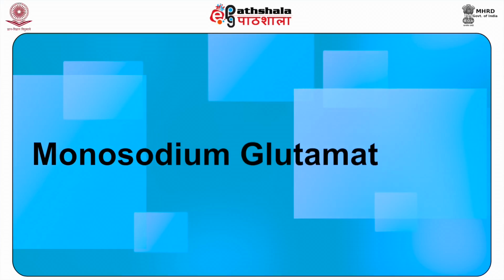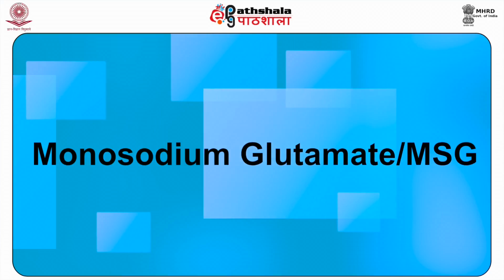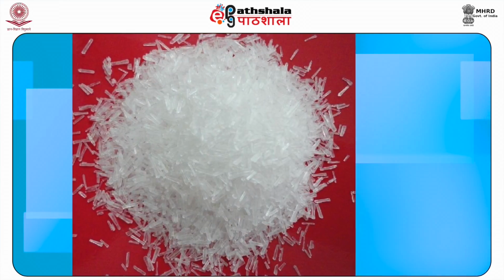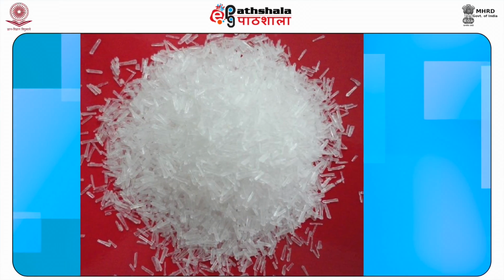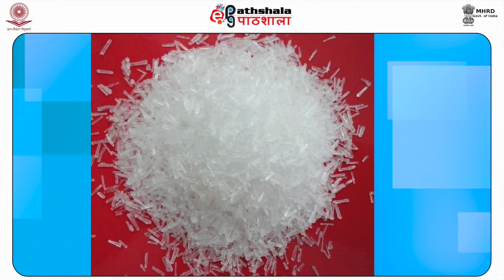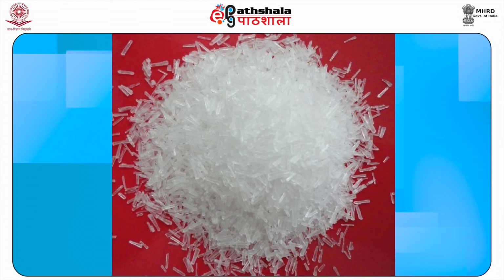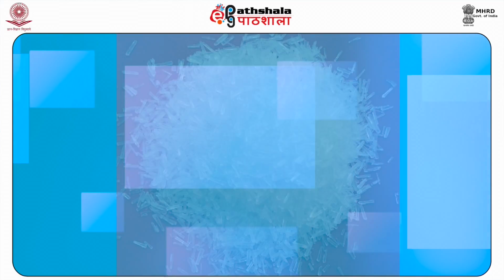Next comes monosodium glutamate, commonly abbreviated as MSG. Monosodium glutamate is a flavoring agent used in several ready to eat fast foods. It is an excitotoxin which causes nerve damage and allergic reactions.